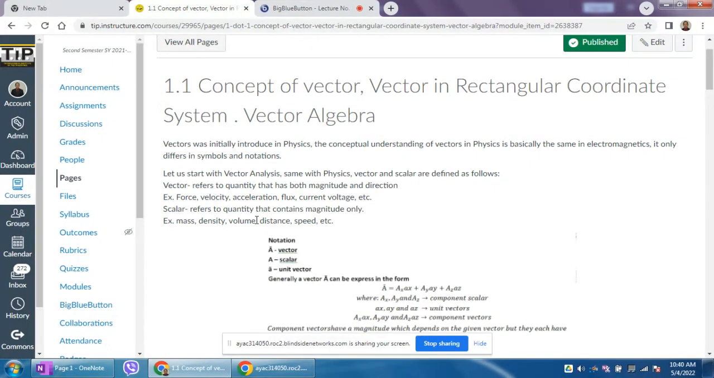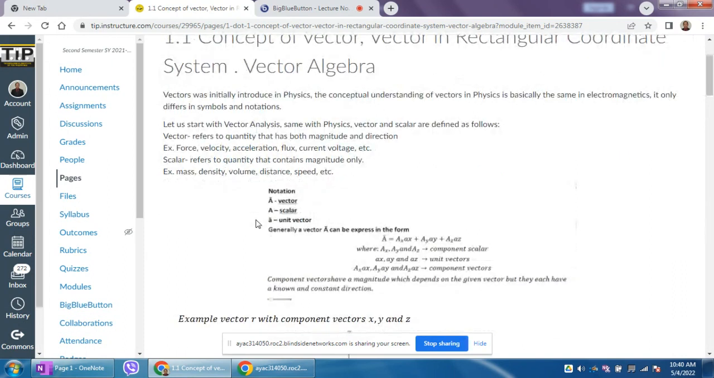Okay. Now, ang challenge po dito is we'll be talking of quantities which is not visible to the eye. Kaya po we need to, so imaginary lang po lahat. No? So scalar refers to quantities that contains magnitude only. Example, we have the mass, the density, the volume, distance, speed, and so on.